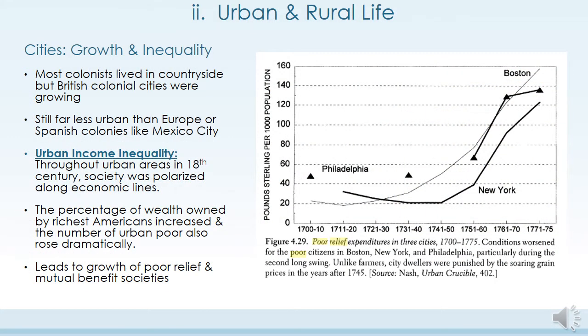Although most Americans lived in the countryside during the 18th century, cities were growing. Philadelphia boasted 23,000 residents by 1760, making it the largest city in the colonies. Still, America was far less urban than either Europe or the Spanish colonies to the south. Compared to London, with more than 700,000 people, Philadelphia was tiny, and Spanish America had half a dozen cities larger than Philadelphia. Mexico City, for example, had more than 100,000 inhabitants by the mid-18th century.